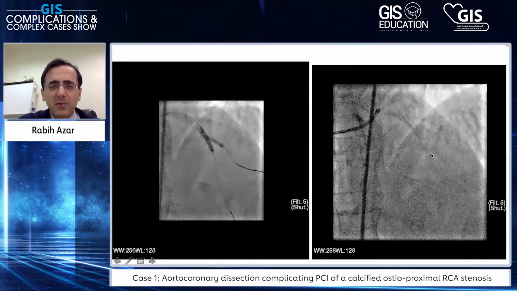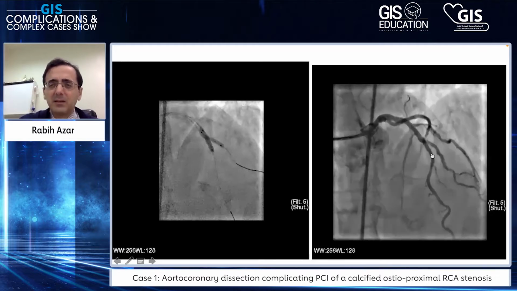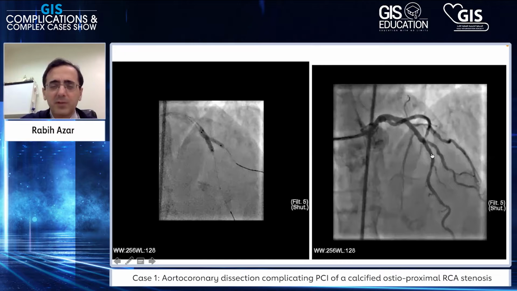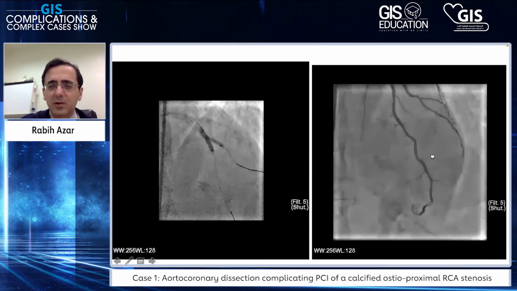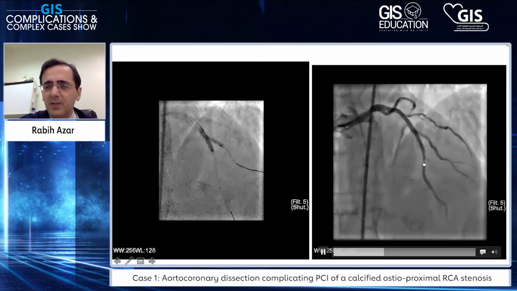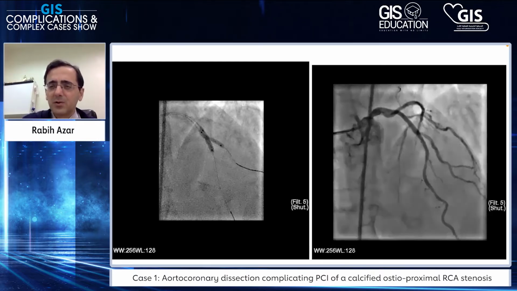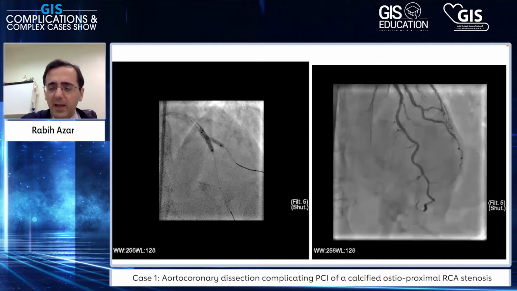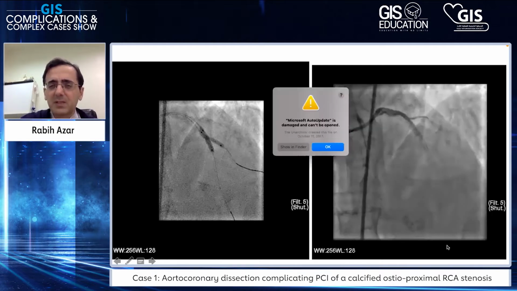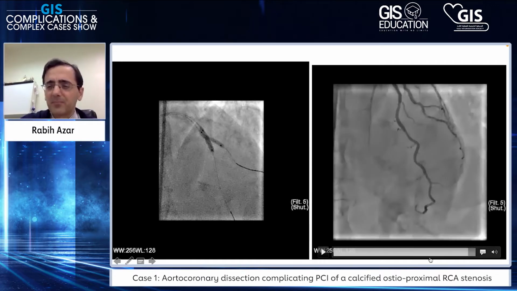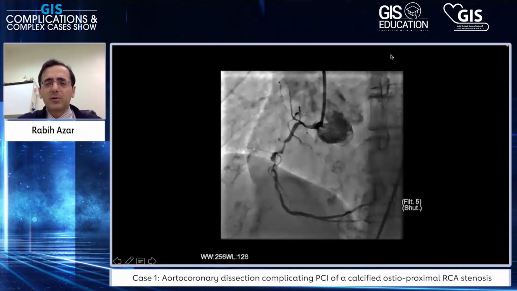So very quickly, this is LAD. I stented the main vessel and then did the kissing balloon inflation in the LAD and the ostium of the diagonal. And as you see on the right-hand side of the screen, I had a good result. So the next step was to proceed with PCI of the right coronary artery. So this is again the right coronary artery.